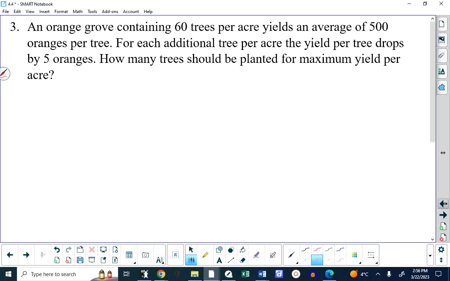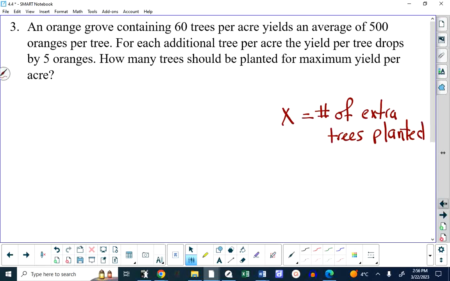Do you recognize this is the same as the concert problem? That you increase the ticket price and the revenue starts to go up, but then it starts to drop. If we increase the trees, the number of oranges, the yield goes up and then it starts to drop. So what we're going to do here is say x equals the number of extra trees planted. We don't want to use x equals the number of trees planted. It gets too complicated.